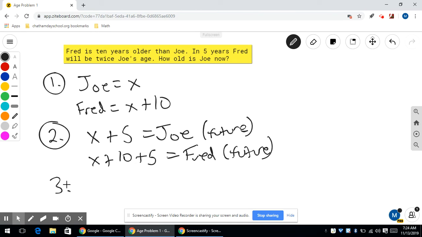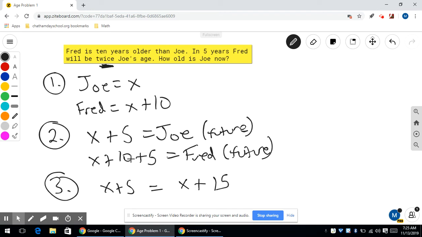So next, we want to write out our equation. I'll get to this twice part right here. In 5 years, Fred will be twice Joe's age. Even though we have this here, we're missing the twice part. But I want to write out the equation first just because it makes it a little bit easier to identify the twice. So I'm going to do X plus 5 equals X plus 15.